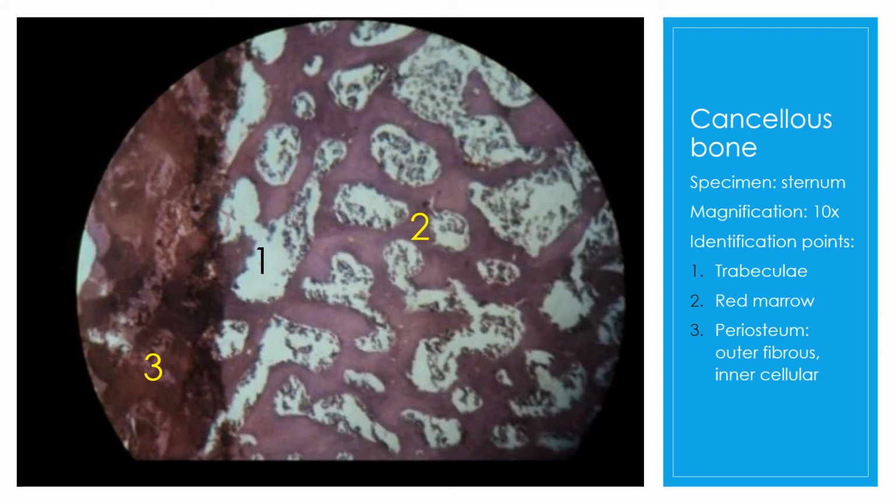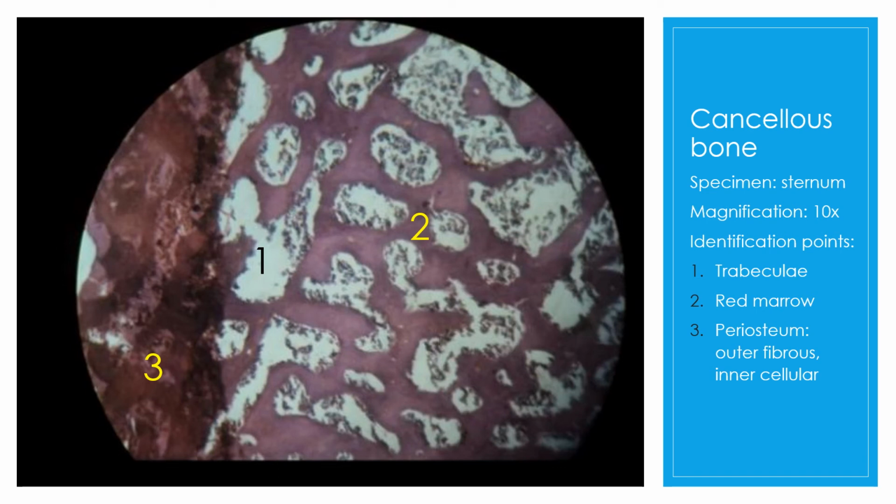Then you can see the red marrow as well. In the spongy bone, in between the trabeculae, you can see the point labeled as 2. It shows the red marrow. The third point is the periosteum. You all know periosteum is the layer which covers the outer surfaces of the bone, and which lines the internal surfaces, that is called the endosteum.